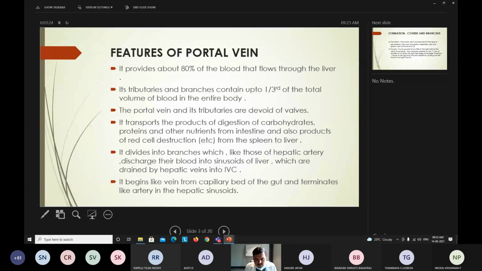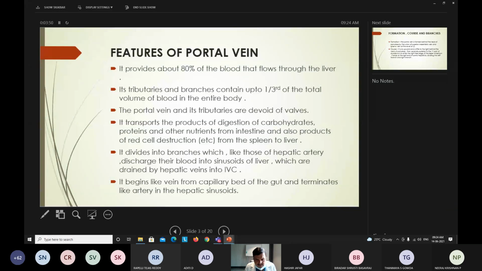Portal vein and its tributaries are devoid of valves. You have seen the great saphenous vein in the lower limb. It has valves, so that backward blood flow is prevented. But the portal vein and its tributaries do not have valves. Remember this point.